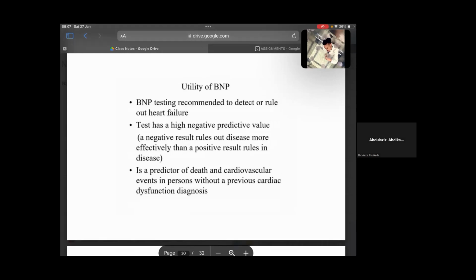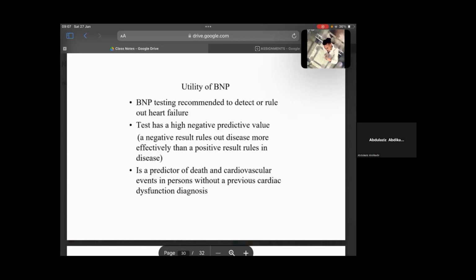So the utility: it has a high negative predictive value. What does that mean? It means that a negative result rules out. If it is negative, there's no heart failure. But a positive result does not rule in. I hope you understand by that. A negative result rules out; a positive result does not necessarily rule in. You have to do other tests.